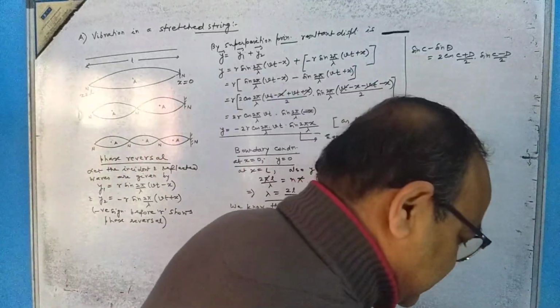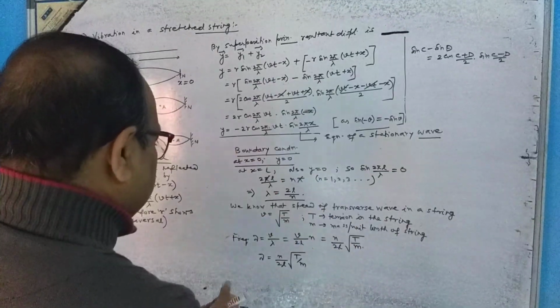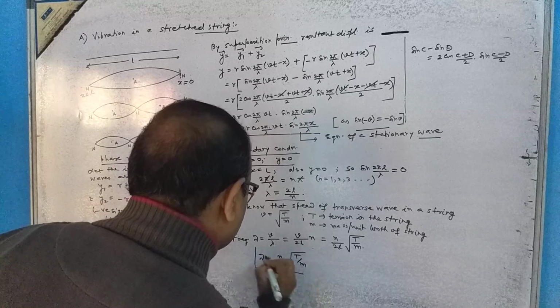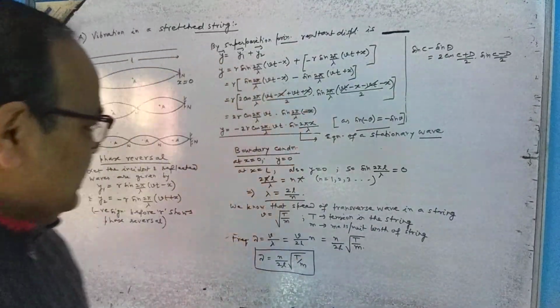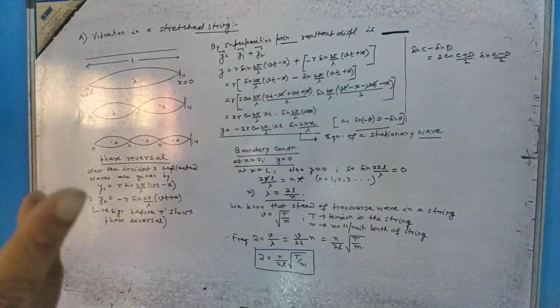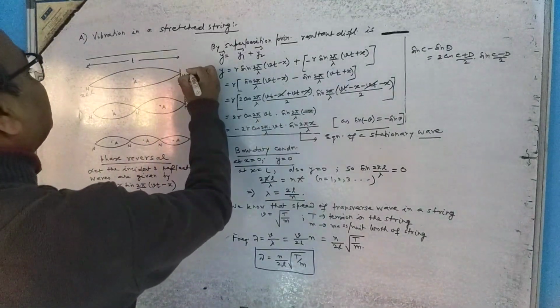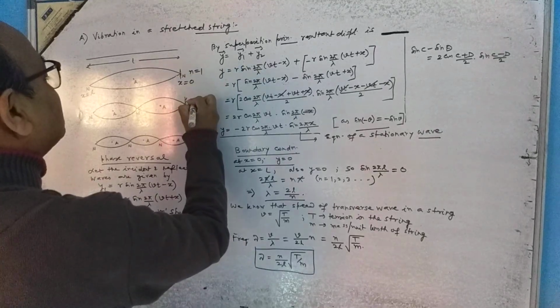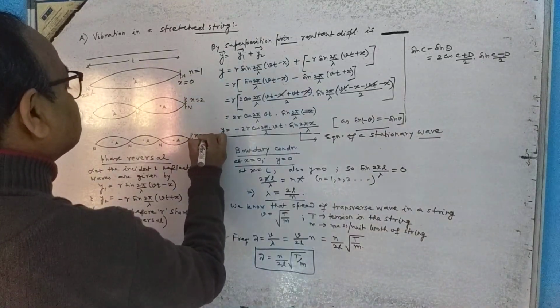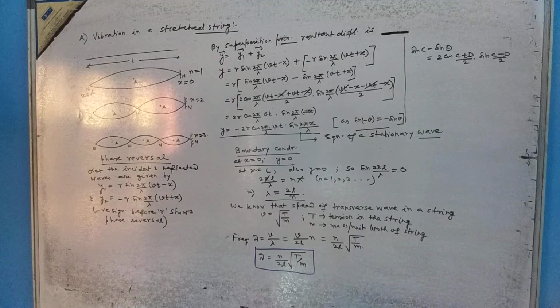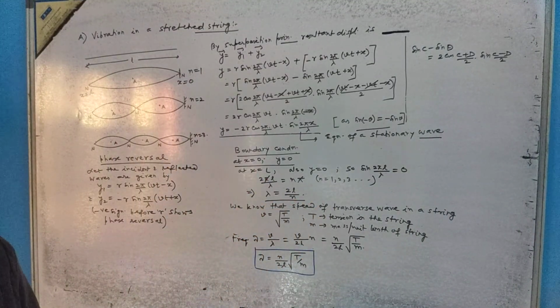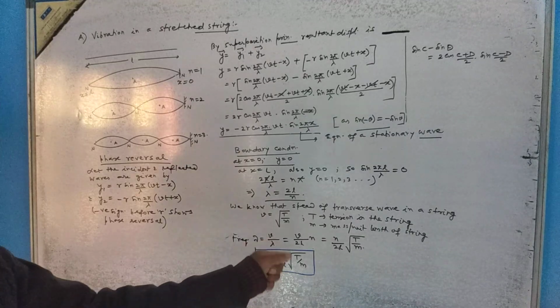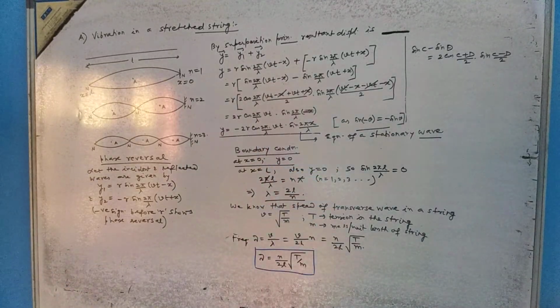This is our final expression. And here, what is n? n is representing the different modes. The value of n will be 1 here, 2 here, 3 here, like this. As n will be increasing, frequency will also be increasing. As the value of n changes, the value of frequency will also change.